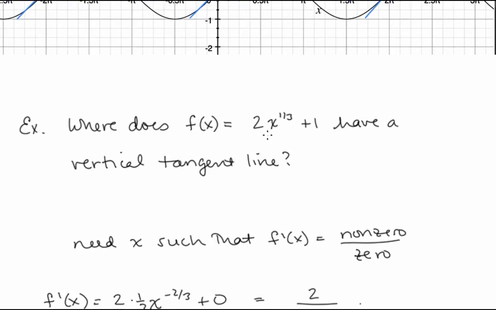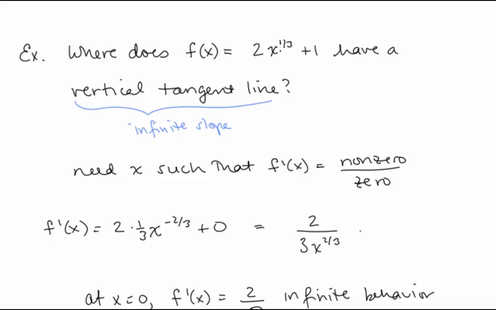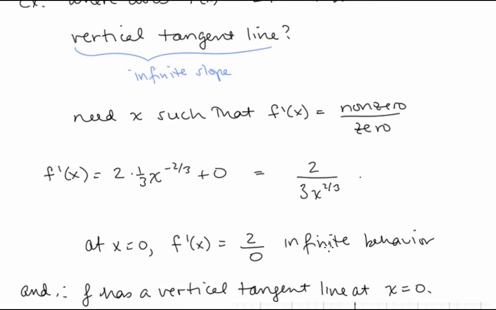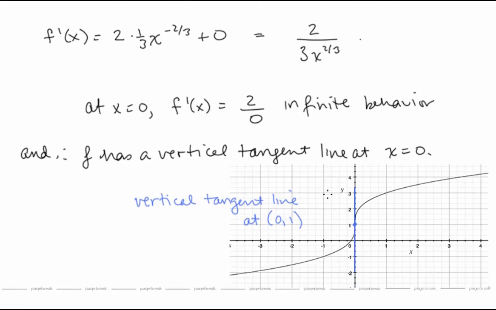Let's take a look at another. Where does f of x equals 2x to the 1/3 plus 1 have a vertical tangent line? A vertical tangent line has infinite slope. So we need the x values such that f prime of x is going to be non-zero over 0. So let's find f prime of x. It's going to be 2 times 1/3 x to the negative 2/3 plus 0. Simplifying, that looks like this. And we need the x values for which this is going to be non-zero over 0. And so that's going to be just x equals 0. And so f has a vertical tangent line at x equals 0. Or we could say at 0, 1.